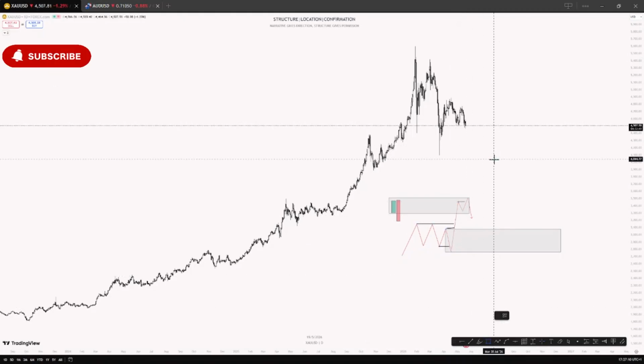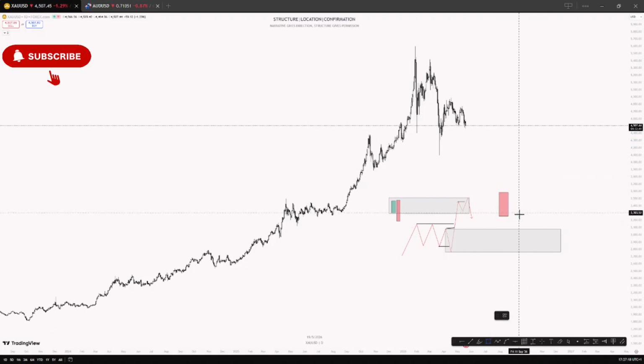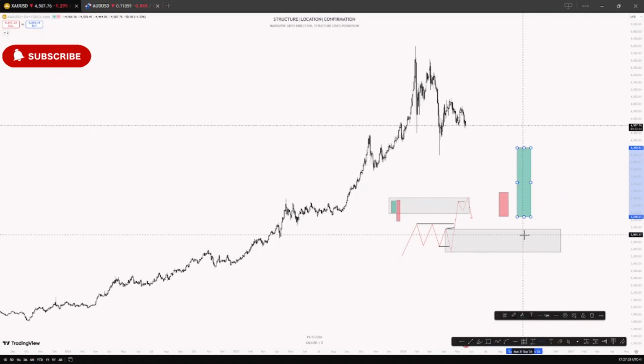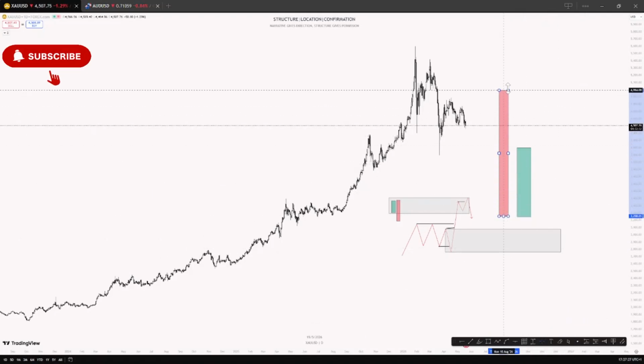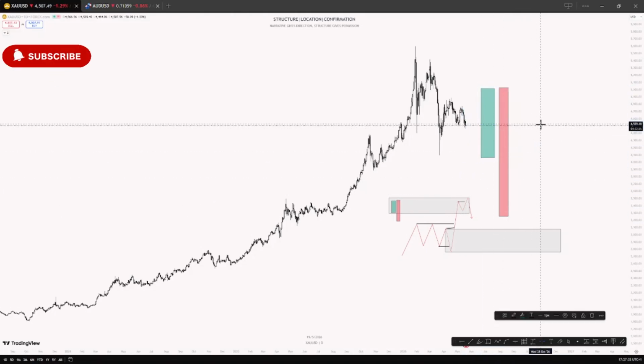When demand is greater than supply, what happens? Price pushes up, right? And when supply is greater than demand, what happens? Price pushes down, right? It's just that simple.